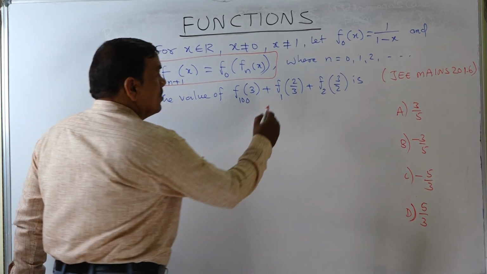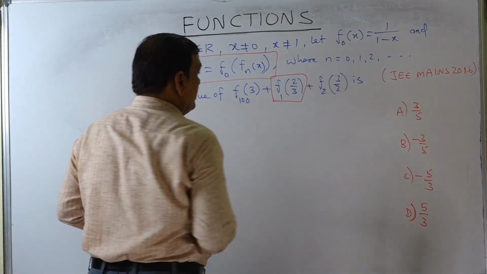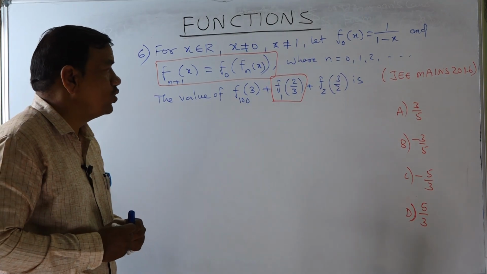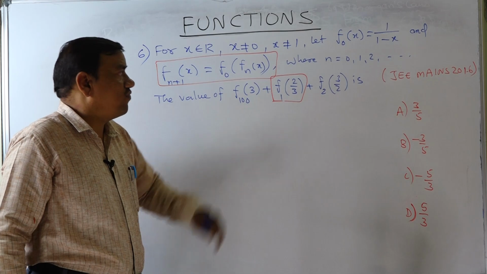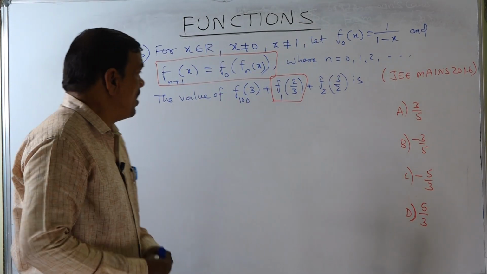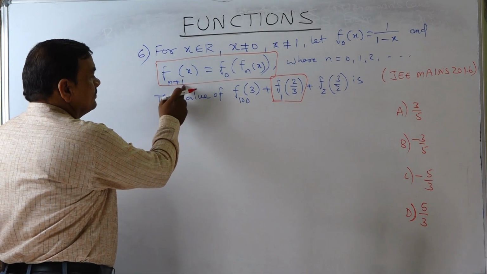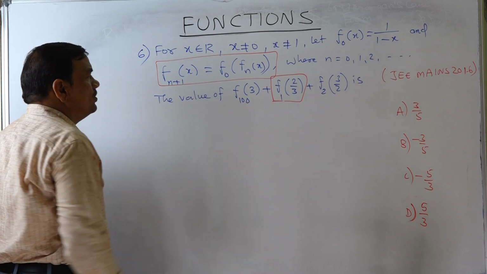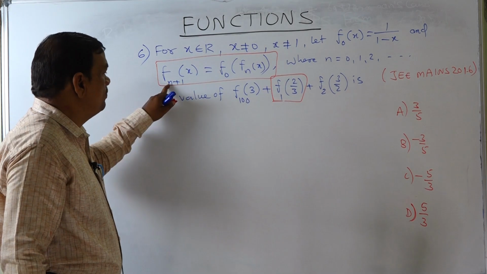Now first I am going to try to do this problem. I am going to find out the value of f1 of 2 by 3. So I want to get f1. It is given f naught, f1. If I want to get f1, n should be equal to 0.